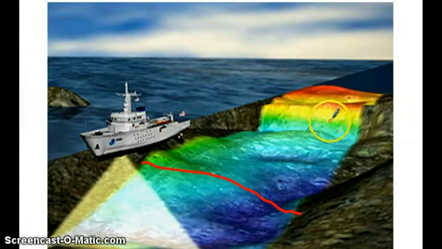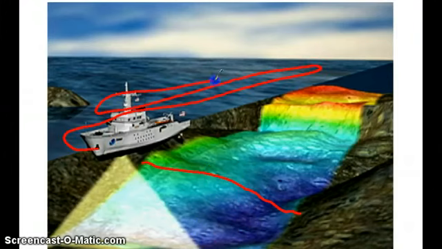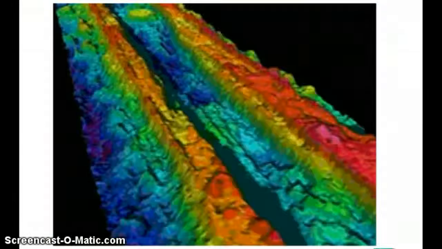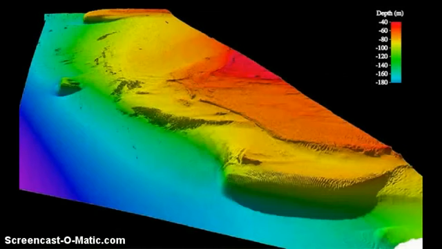And all of a sudden we have a cliff going down, and as the cliff drops, you can see it going into the cooler colors, and it goes down deeper and deeper. And this ship will travel back and forth through the ocean, mapping it out. Now, here is a good example of such an area.